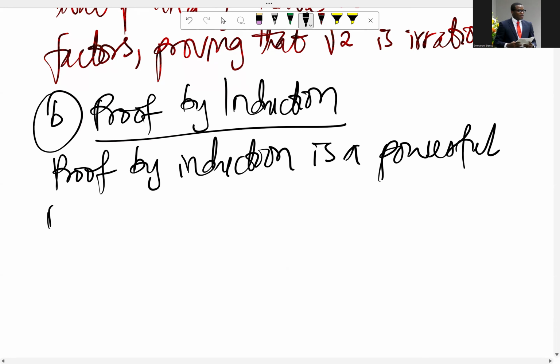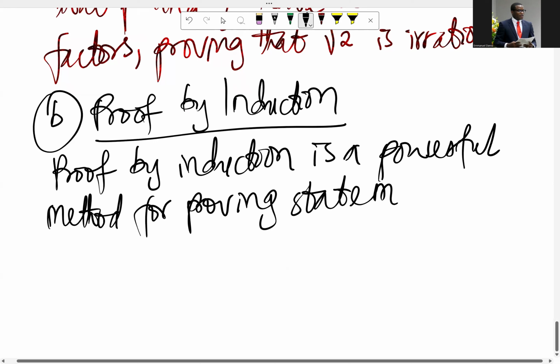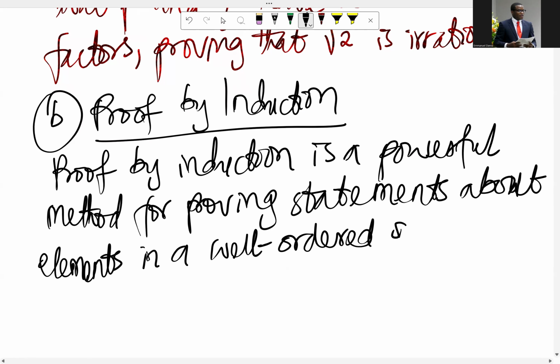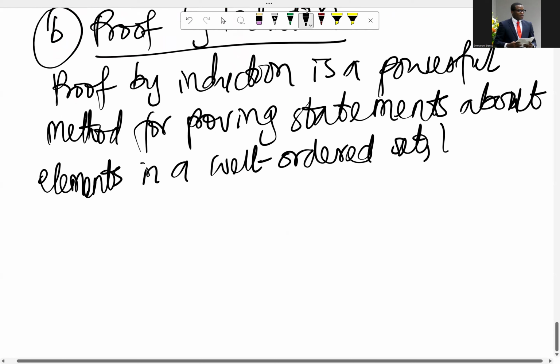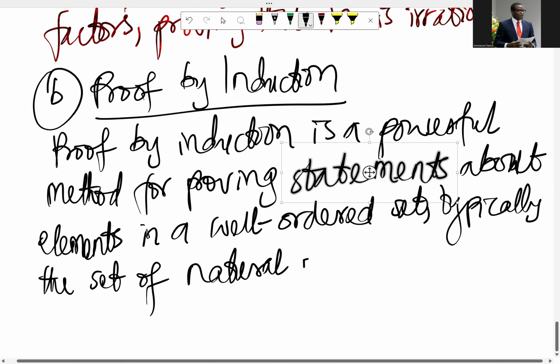Proof by induction is a powerful method for proving statements about elements in a well-ordered set, typically the set of natural numbers. So that's what we always do with proof by induction, the set of natural numbers.